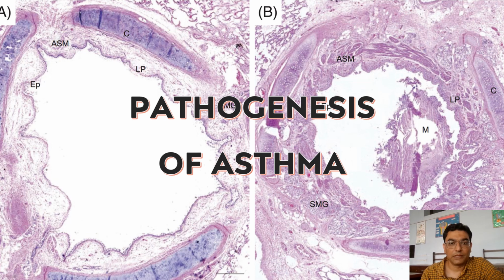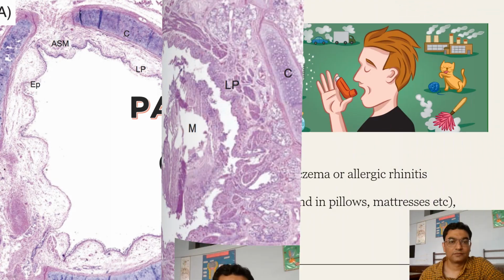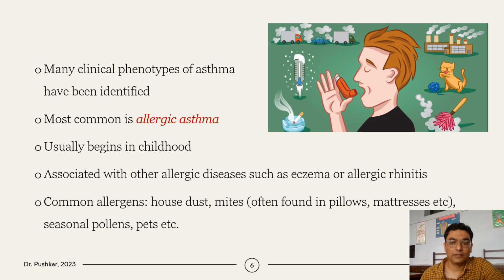Now we will see the pathogenesis. There are many phenotypes of asthma, but the most common one is allergic asthma. It is the most commonly found, and most patients are associated with allergic asthma. It usually begins in childhood, but it is not necessary. Usually they are associated with other allergic diseases such as eczema or allergic rhinitis. All the allergic conditions are present in the patient.